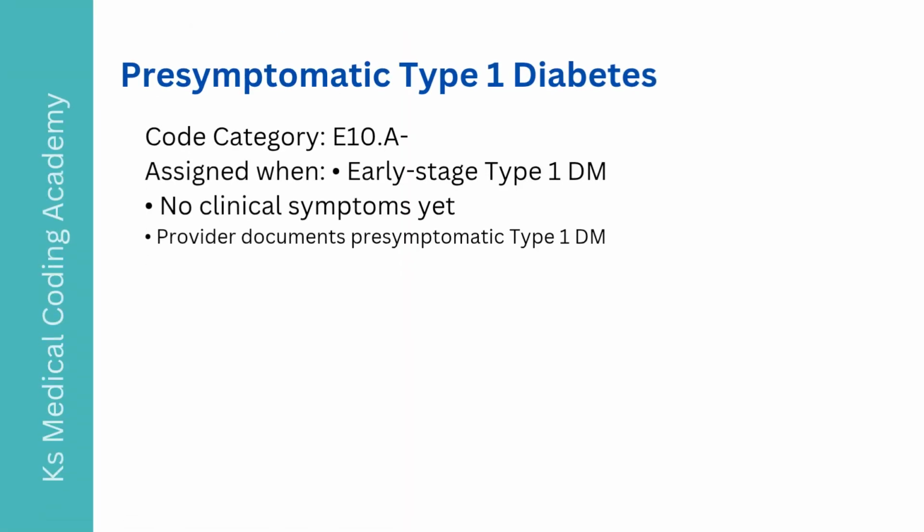Presymptomatic type 1 diabetes. Codes E10.A are used for presymptomatic type 1 diabetes. These codes apply when diabetes is identified before symptoms begin. This must be clearly documented by the provider.